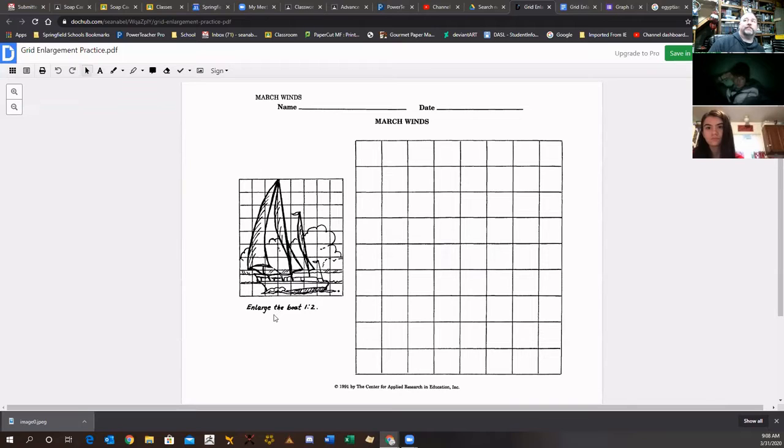So this is an enlargement grid, where this is two times bigger than the size here. These might be quarter inch and these might be half inch, so you're doubling the size of this drawing in this space. It's a simple line drawing of a sailboat and some clouds and maybe some waves in the background. But the idea is you can use the grid to increase or decrease size.